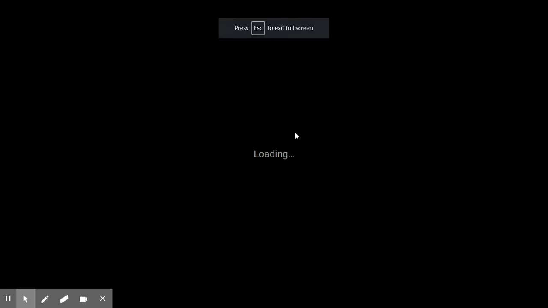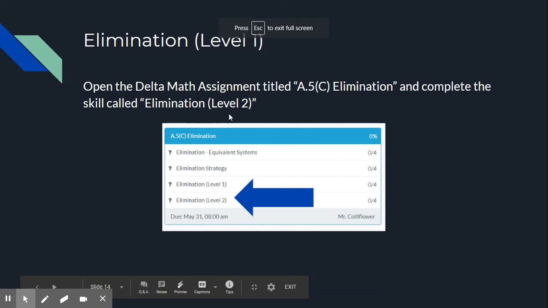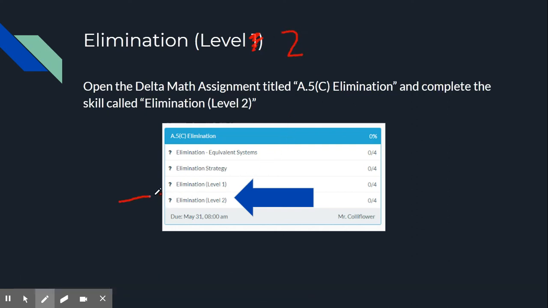Next, you're going to go into Delta Math and try the elimination level 2 activity. This should say level 2. There are help videos inside of Delta Math, and I can help you out in class as well. So please ask, and I will help.